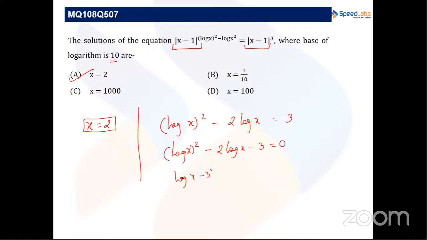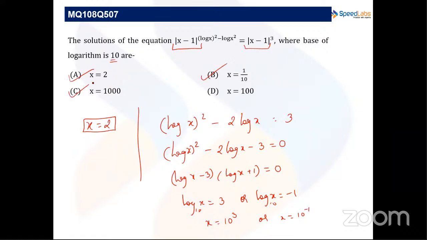You would be getting log x minus 3 into log x plus 1 as the factors. So we would have the value of log x equals to 3 or log x equals to minus 1. We are given that it is base 10. So x will be equal to 10 to the power 3 or x will be equal to 10 to the power minus 1. So the correct options are A, B and C. x equals to 2 is correct because when the bases are 1, then whatever be the power, they are always equal.